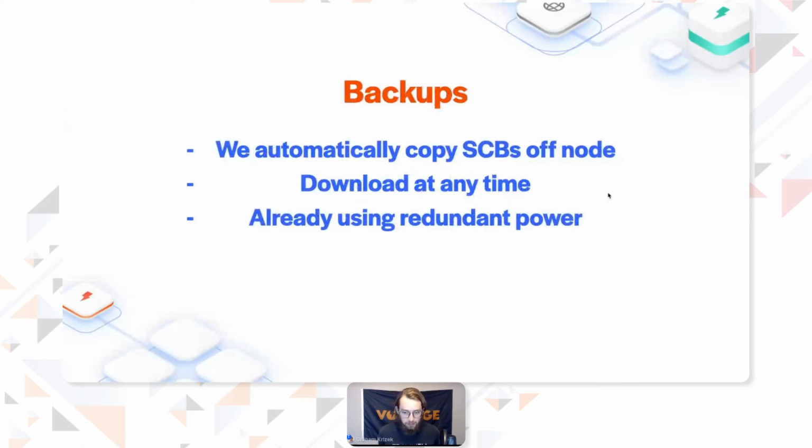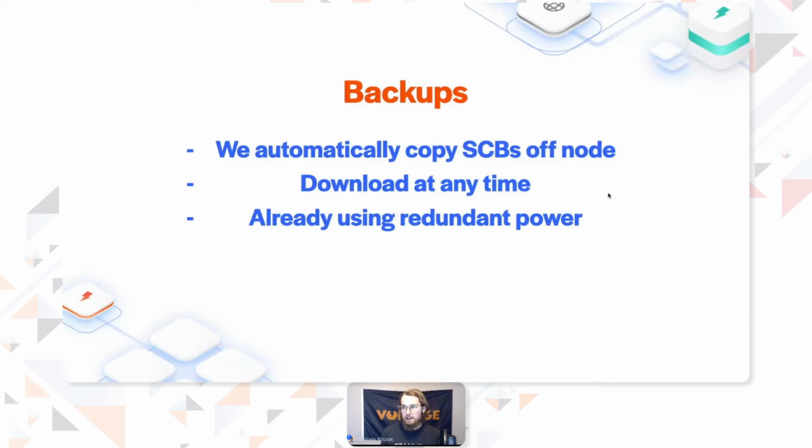We automatically copy off the static channel backup files. We have our own system that detects when there's a change to a static channel backup, and then we automatically take it off of the node and upload it into object storage. So we have a copy of it at all times. And you're also able to download that SCB at any time. Through our dashboard, you can do an export and download that SCB whenever you want. And then inside of Voltage, we already use redundant power, so we have all of the power situations handled. Backups are pretty well handled inside of Voltage for you. It's not something that you really need to worry about. And you also have that ability to download your SCB at any time.